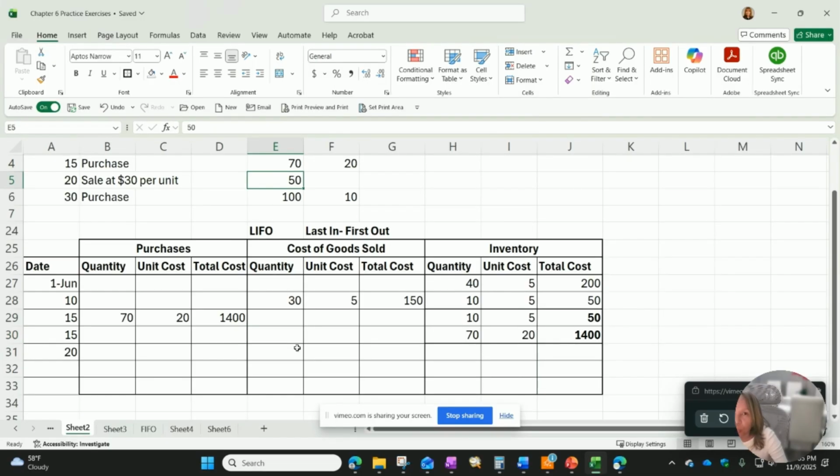50 were sold, and we have 10 at $5 and 70 at $20 on the 15th of the month. Since we're using LIFO, we are getting those speakers out of the 70. So on the 20th, the cost of goods sold of the 50 speakers that were sold is going to be $20 each.